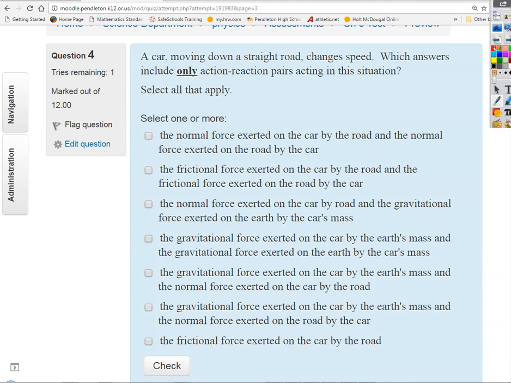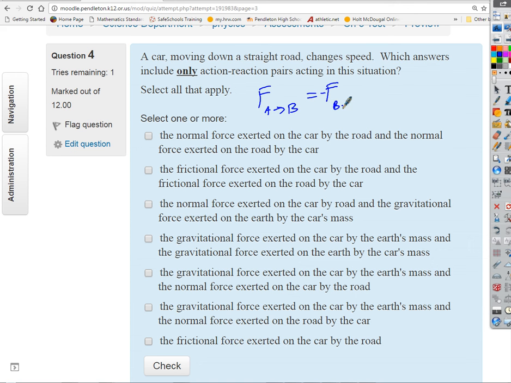So if we go back to this problem then, let's cross these off one at a time, or pick the ones that work. The normal force exerted on the car by the road and the normal force exerted on the road by the car. Yes, that works. And we can just use our recipe, right? For forces to be action-reaction pairs, we have A acting on B and B acting on A, and they're equal in magnitude and opposite in direction. So this works, doesn't it? We got car on road, road on car. Okay, so that's a winner.